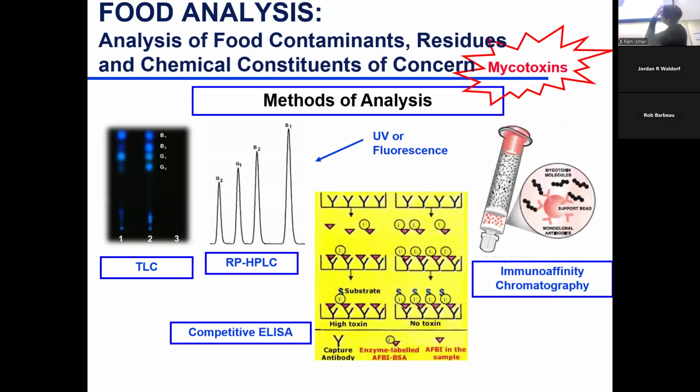Method of analysis, it can be thin layer chromatography with fluorescence. It could be HPLC, it could be comparative ELISA, or we can use immunoaffinity chromatography. So you can't go wrong when you say HPLC and MS, for example. You can also use immunoassays. So if you want to give an example, mycotoxin detection, you can say immunoassay comparative ELISA, or you can say HPLC MS, or with UV detection.